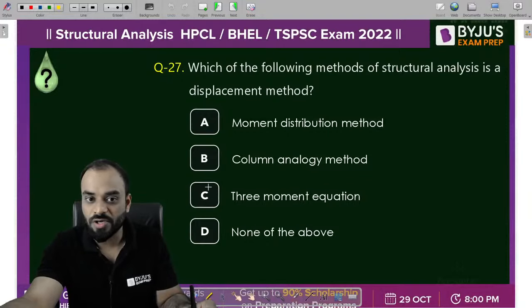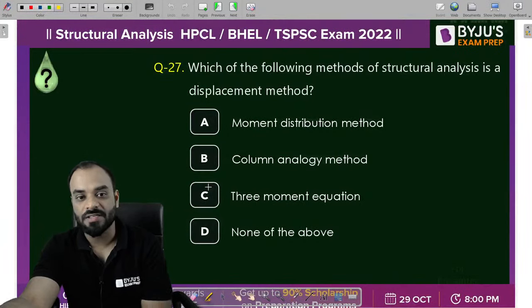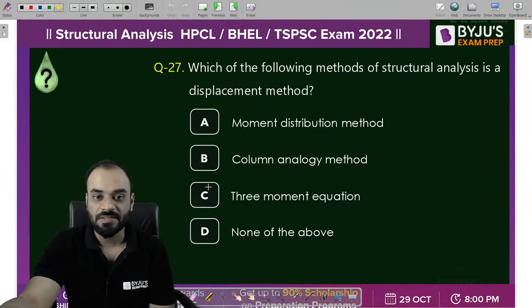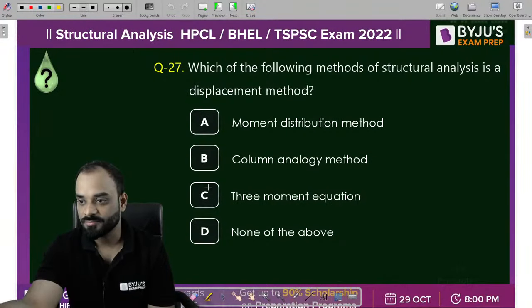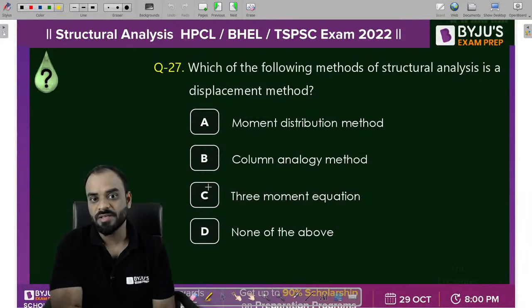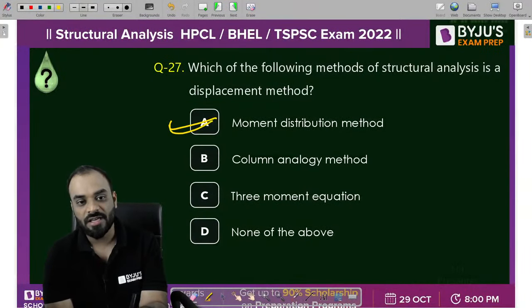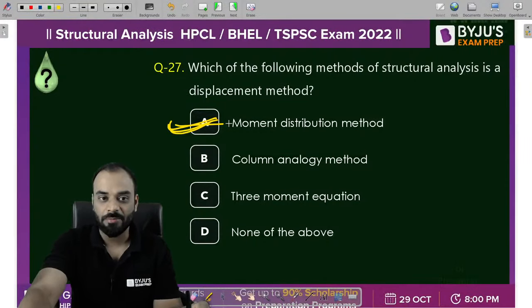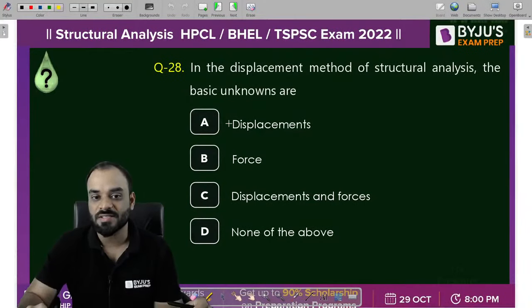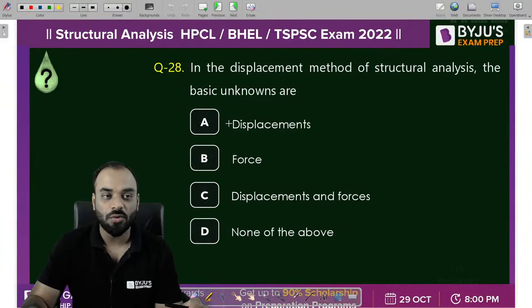Next question in front of you guys, which of the following method of structure analysis is displacement method? Which of the following method is a displacement method? A, moment distribution method. Yes, correct. A is the correct answer. MDM.